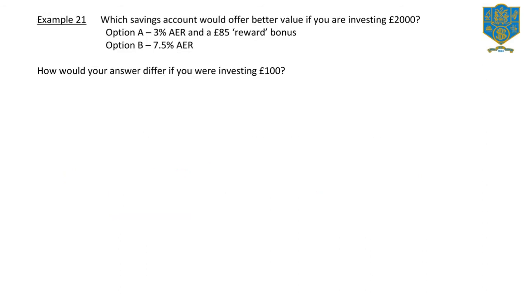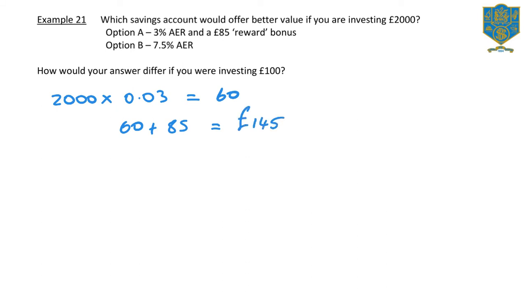Example 21, which savings account offers better value for investing £2,000? So option A, you get 3% AER and an £85 reward bonus. So if we work out 3% of 2,000, that's going to be 2,000 multiplied by 0.03, which is £60. Then you've also got the bonus of 85, so that's going to give you £145 in that first year.